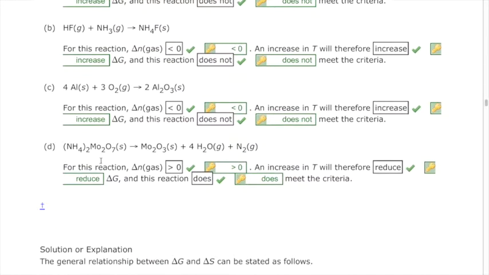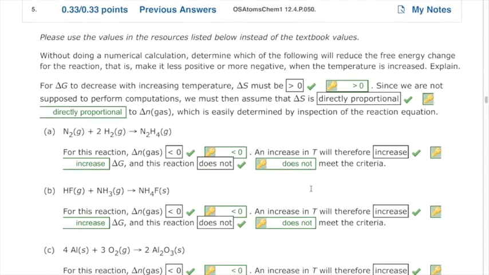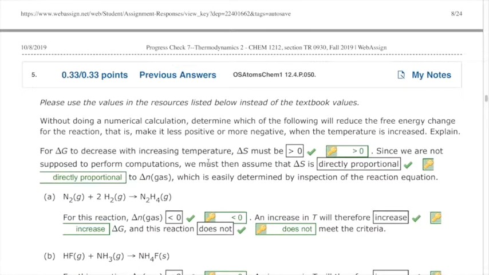Finally, for D, we're going from 0 moles of gas in the reactants, because this is a solid, not a gas, to 5 moles of gas in the products. So in that case, delta N is greater than 0, and therefore an increase in temperature will reduce delta G. Again, make it more negative, which is another way of saying make it more spontaneous, because processes become spontaneous when delta G becomes negative. And this reaction does meet the criteria specified above.